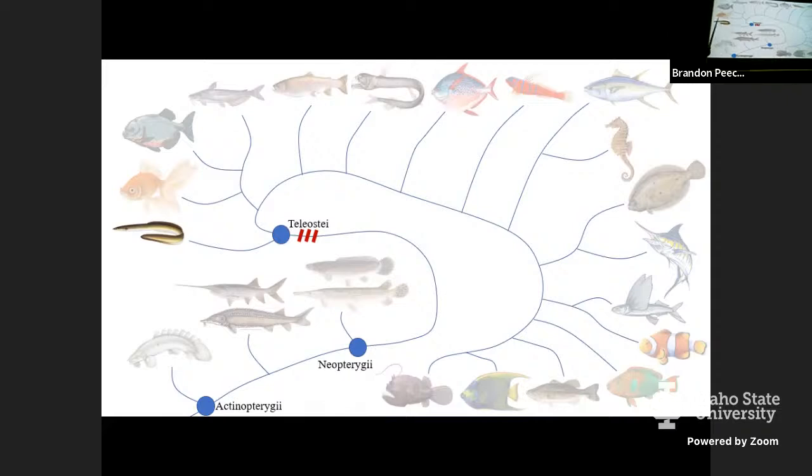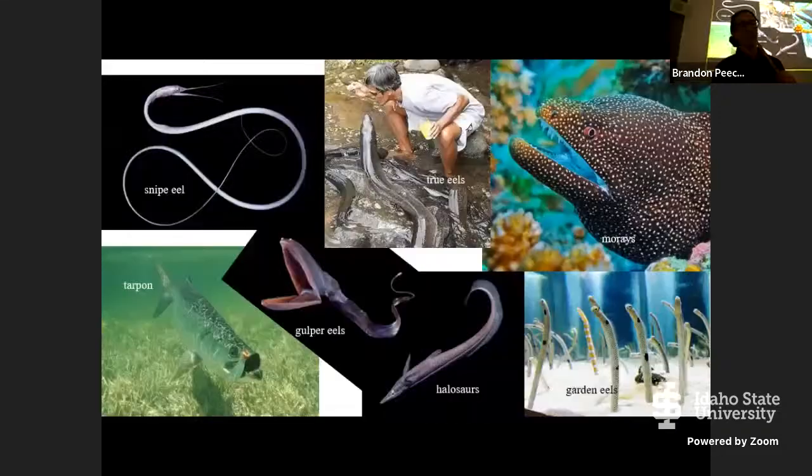The sister to all the other teleosts is this group over here that has animals like eels in it, but certainly it's not just eels in that clade. So there are some nice pictures of some pretty eels. Every time I put one of these up, I'm going to be quiet for a minute just so you can look at it, take it in.